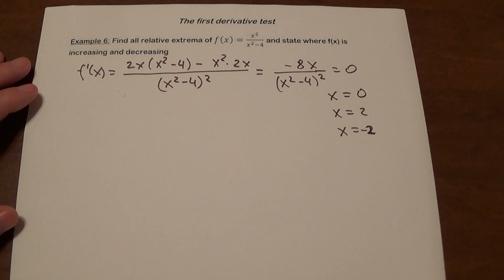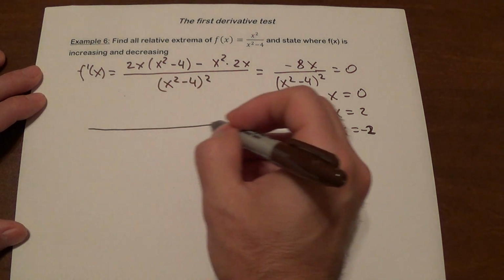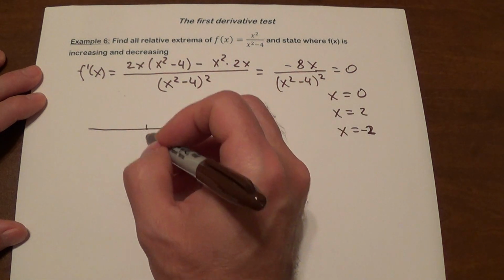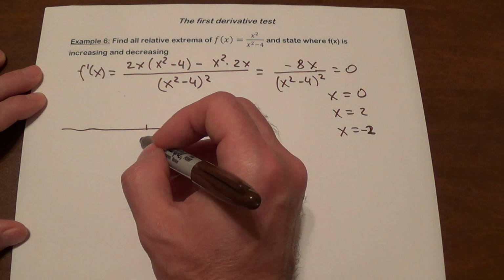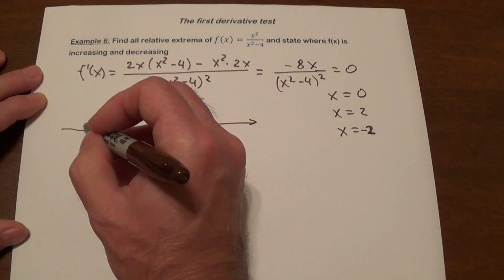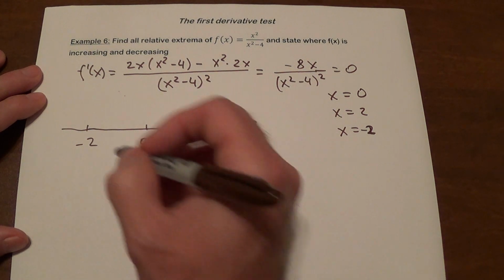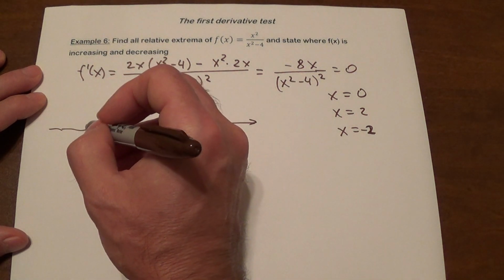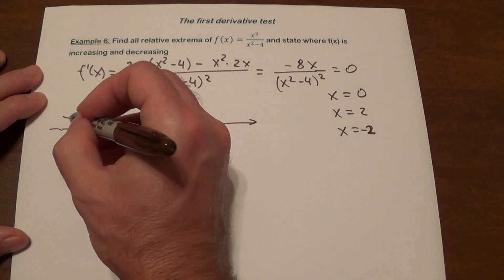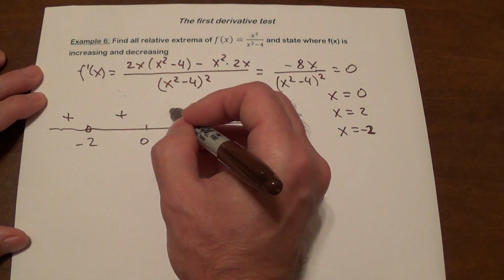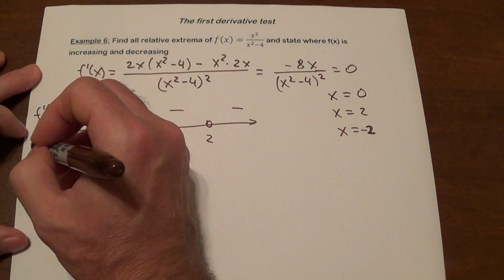So we need to figure out how the function is going to behave based on its derivative, right? So we have three values we have to put on the number line. We have 0, we have positive 2, and we have negative 2. And now we're going to determine the signs. Please remember, this is a discontinuity and this is a discontinuity. So it's going to be plus, plus, minus, minus. So this is f prime of x, this is f of x.